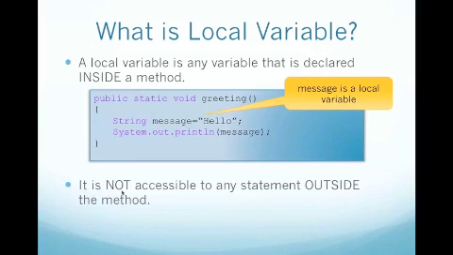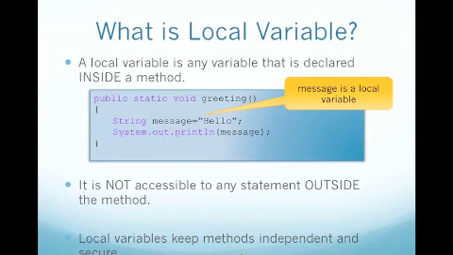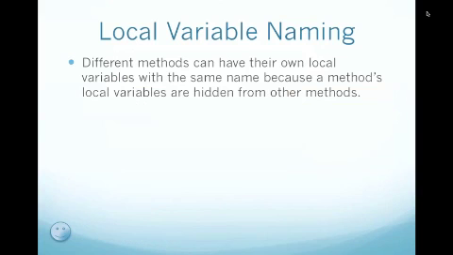A local variable is not accessible to any statement outside the method. Any attempt to access or mutate the string variable message in other methods or in main is not allowed and will generate a compiling error. Local variables keep methods independent and secure. We need to notice that different methods can have their own local variables with the same name because a method's local variables are hidden from other methods.